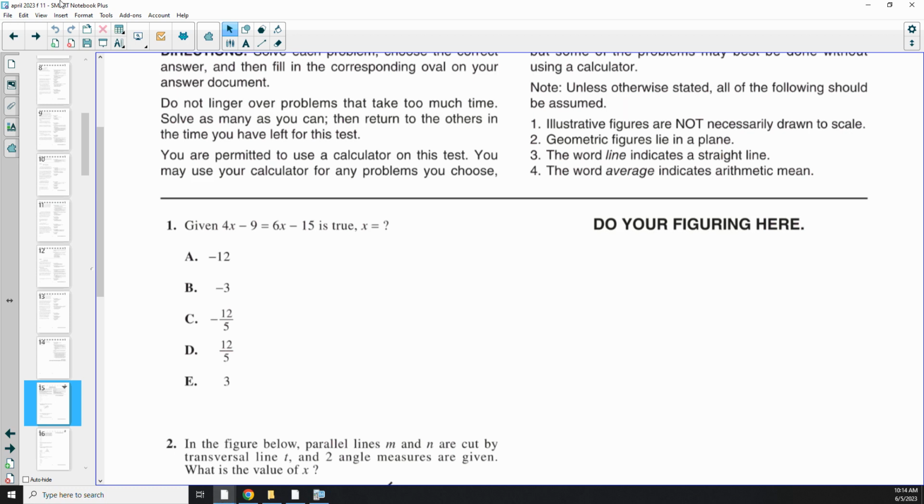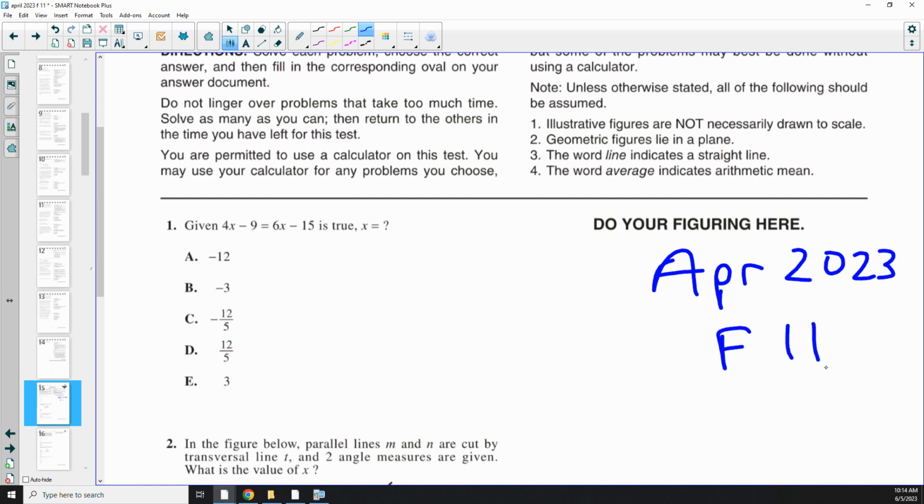Okay, away we go with the April test of April of 2023, and it's the newest test, F11.